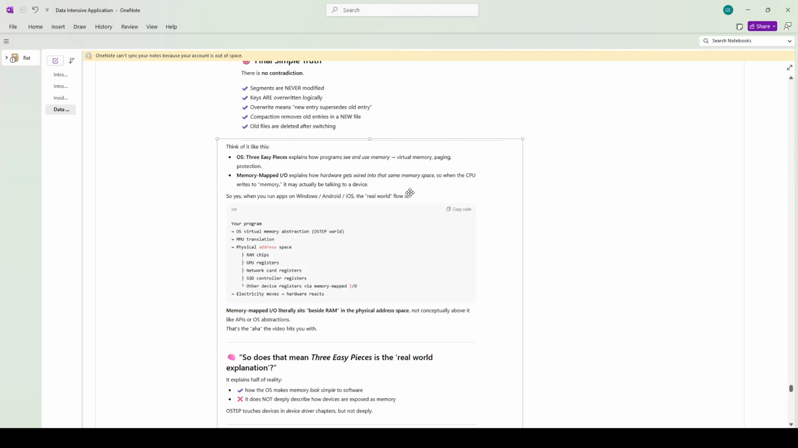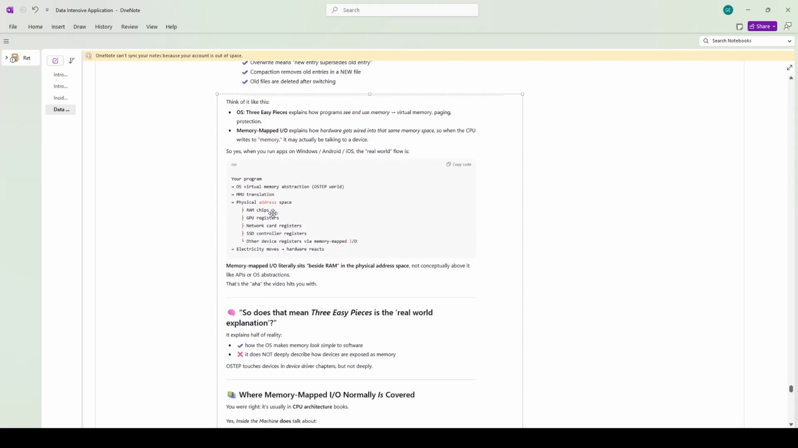So when the CPU writes to memory, it may actually be talking to a device. In OSTEP, you talk to memory, but sometimes you also talk to memory-mapped IO. Inside the physical address space lies the memory-mapped IO. So it's just part of how the program actually interacts with the hardware.